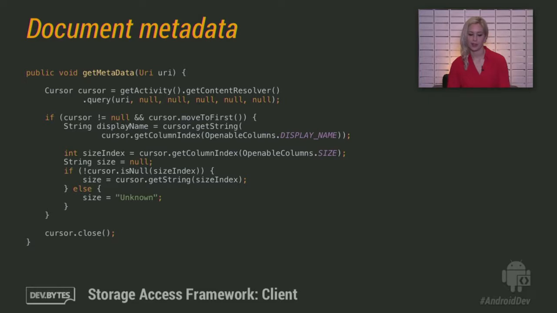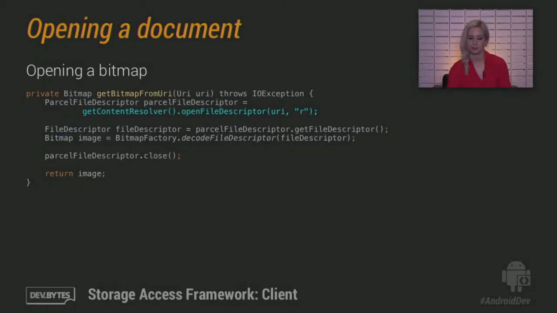And this might look familiar too. With a URI, we can get metadata about the image. Here, this query applies to only one document, and we want all the rows, so that's what all those nulls are for. Here I'm getting its display name. Note that this is not the same as its file name. And its size. You can't count on getting a reliable size for a document because it might be stored remotely, for example, so always check that it isn't null before you try and get the size.